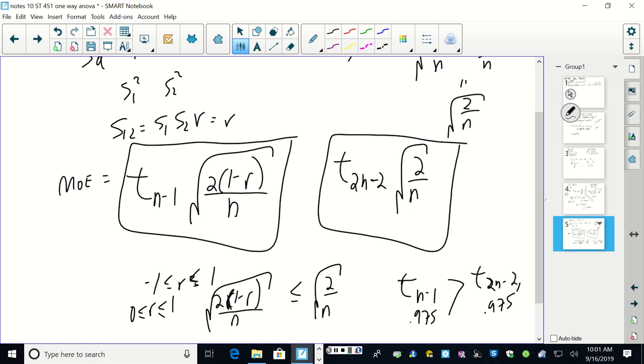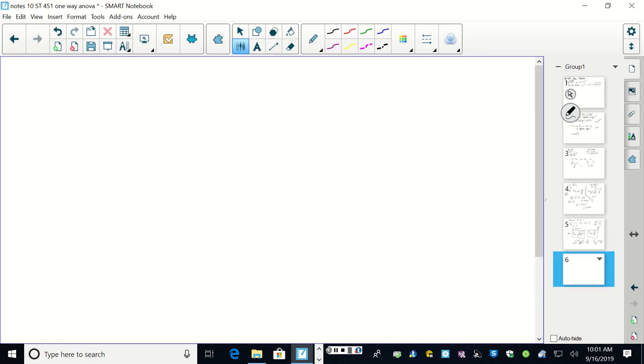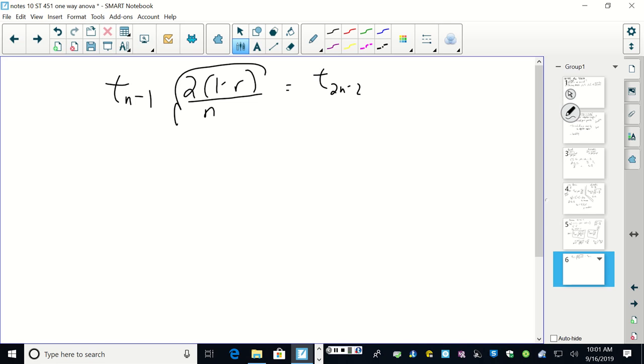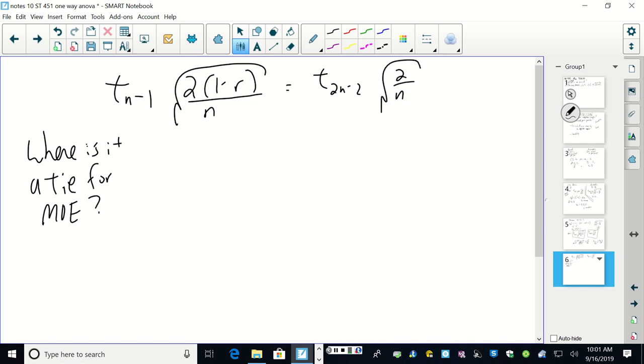So if we set these two things equal, we can figure out where it is a tie. So t of n minus 1 times 2 times the square root of 1 minus r over n equals t of 2n minus 2 times the margin of error for the independent case. So where is it a tie? And this one was just the square root of 2 over n under these assumptions.